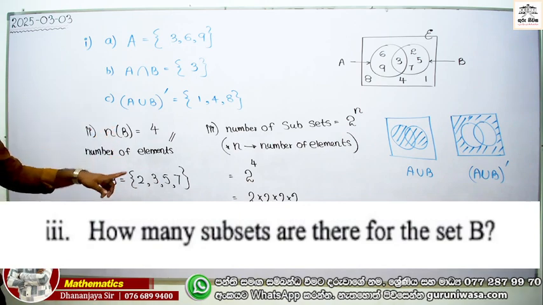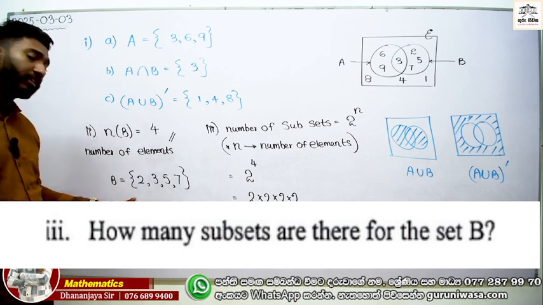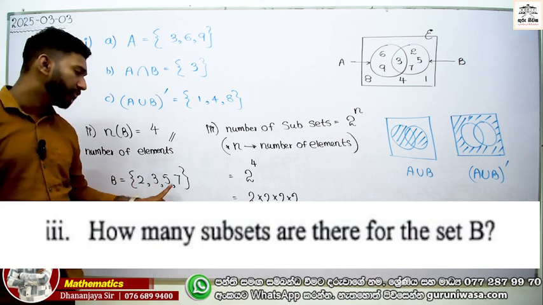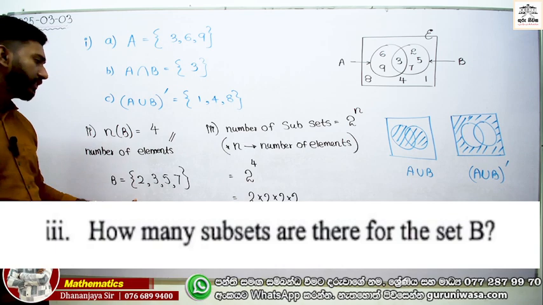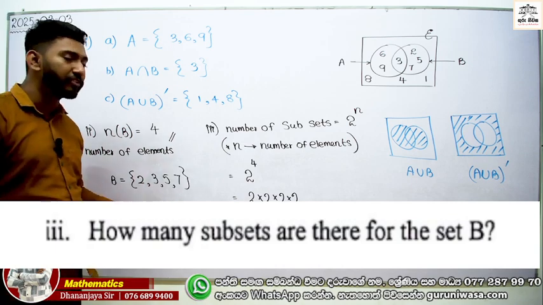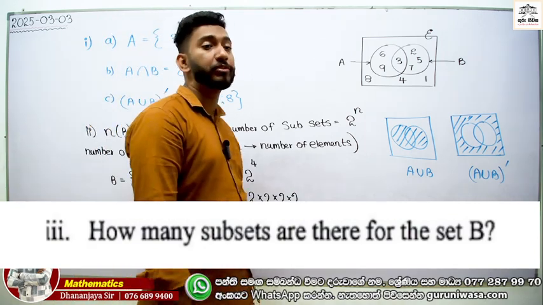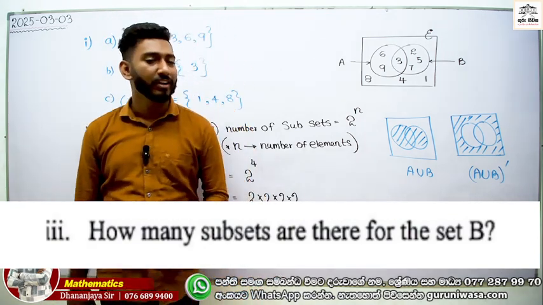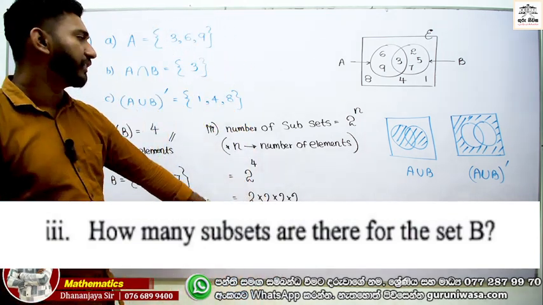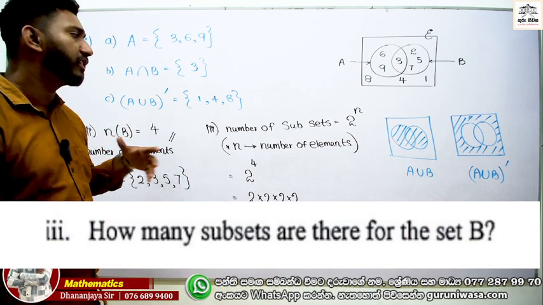Therefore, set B has how many elements? B has 1, 2, 3, 4 elements. Therefore, there are how many subsets? There are 16 subsets. Here is something important. 16 subsets. This is the method for finding subsets of any set.